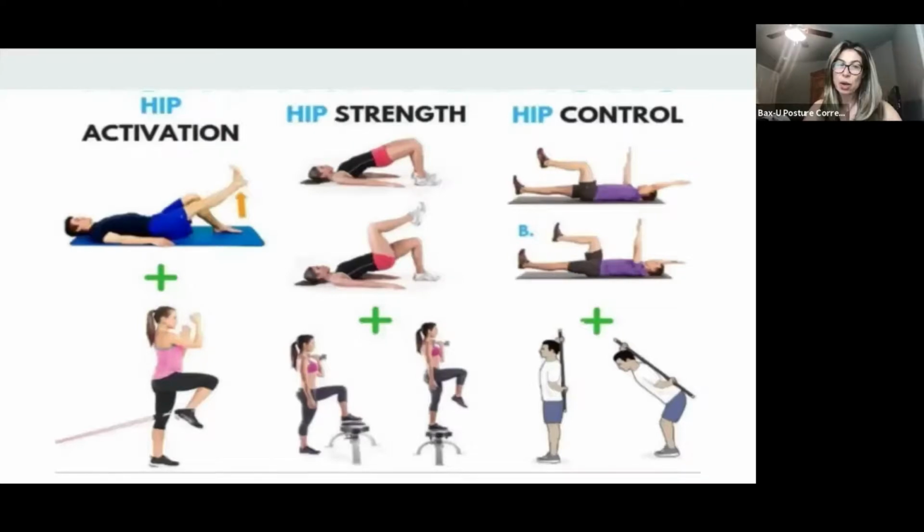Exercises. You want to stretch, you want to strengthen, and you definitely want to challenge your neuroproprioceptive fibers and your hip. What does that mean? Your hip and the base of your skull are the two areas that provide the maximum amount of information to your nervous system about your balance.